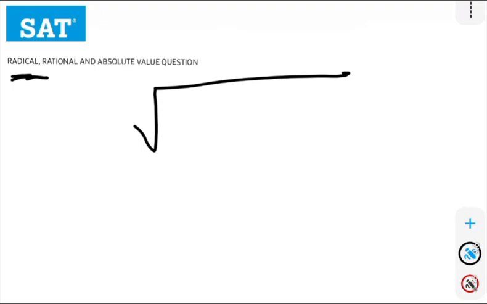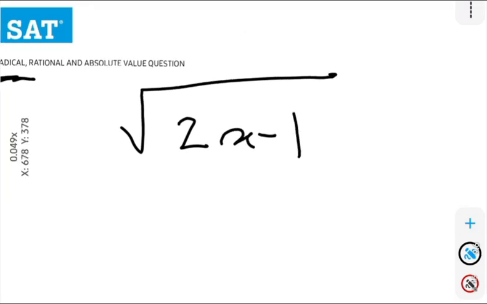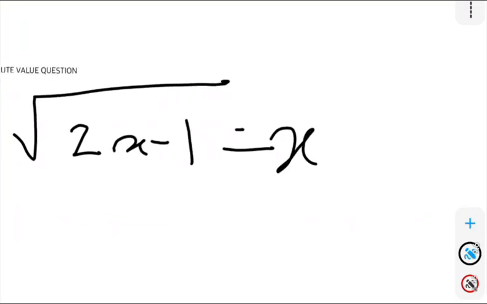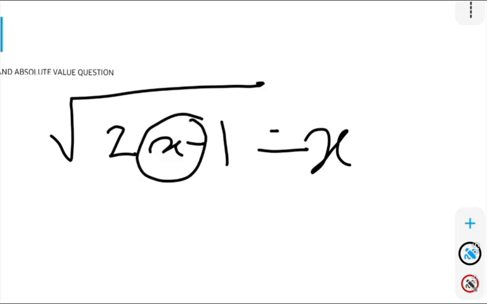Now let me give you an example. Let's take the equation square root of 2x minus 1 equals x. Here we can see that one of the variables, x, is under the symbol. So this equation is called a radical equation. Now I will give you an overview of how to solve this kind of question.